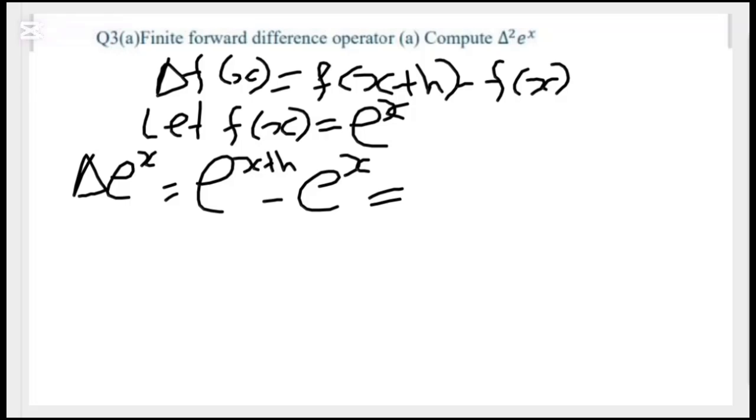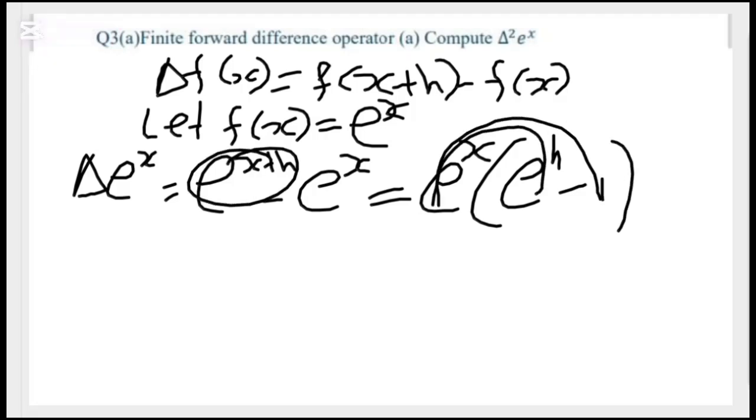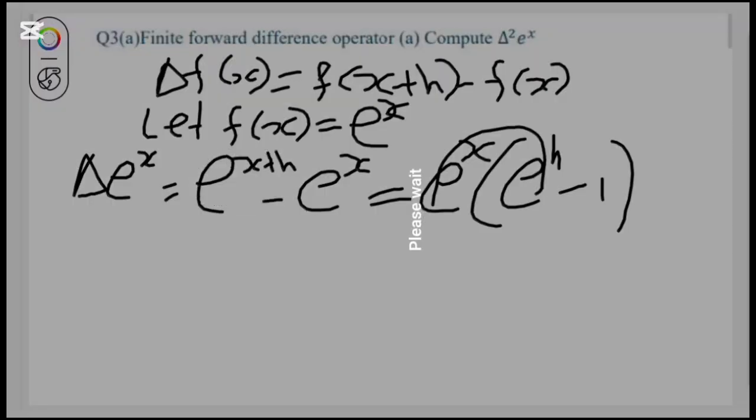So what am I going to get? As you can see, if I factor out e to the power of x outside, and then e to the power of h, then subtract 1. This multiplied by this will give you this, and this multiplied by this will give you this. I hope you get it.